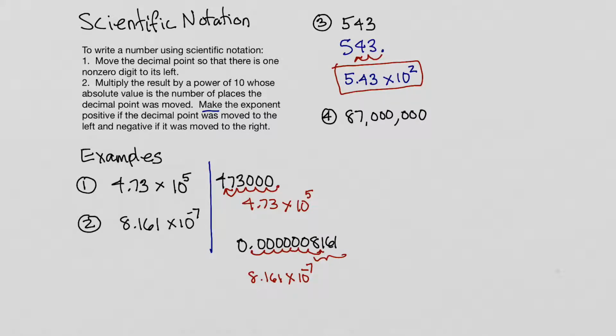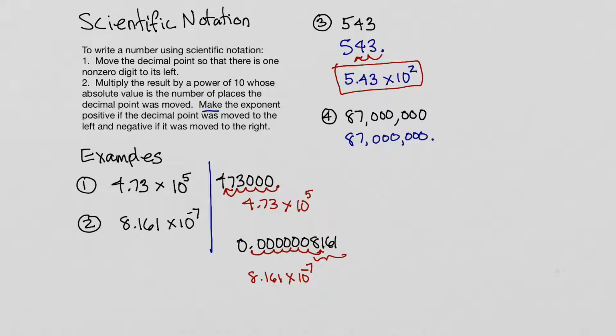So in problem number 4, let's put this number here. It's a big number, right? 87 million. Let's put this into scientific form. So now there is an implied decimal here, right? It's right here. 87,000,000. There's an implied decimal point right there.